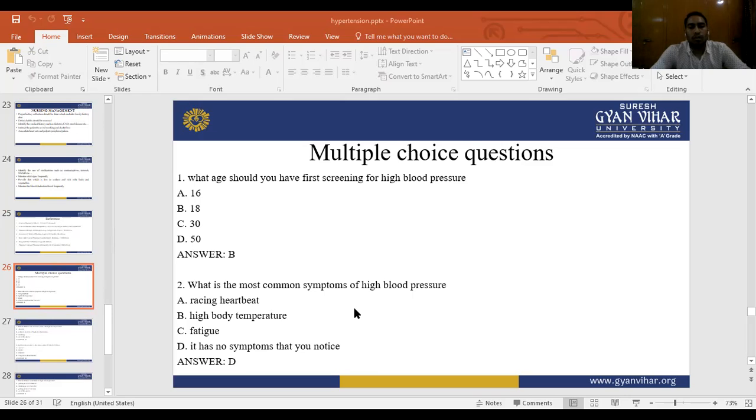What is the most common symptom of high blood pressure? Option A is racing heartbeat. Option B is high body temperature. Option C is fatigue. Option D is it has no symptoms that you notice. The right answer is D, it has no symptoms that you notice.